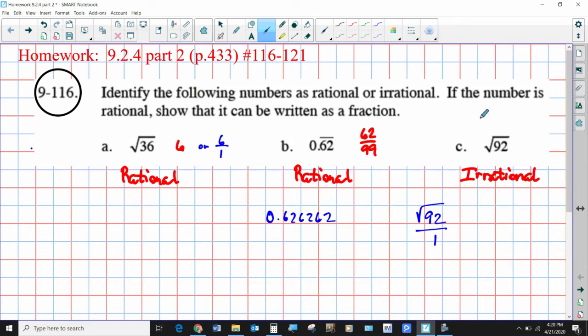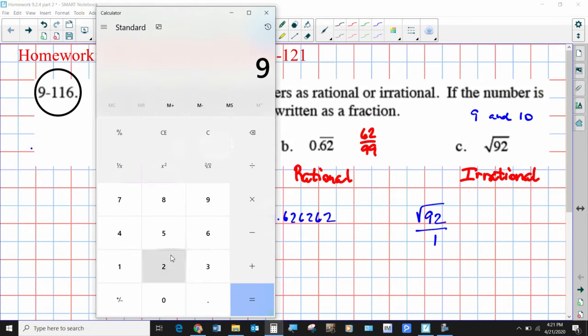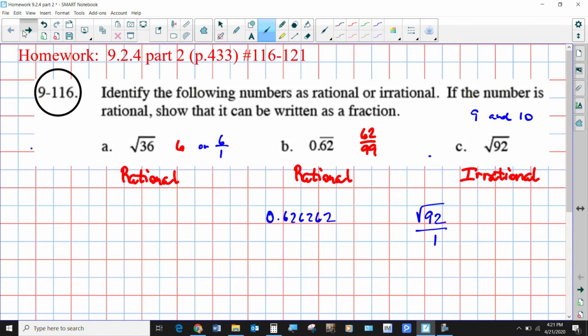This is a number that's going to be between, what is it, 9 and 10, because the square root of 81 is 9, and the square root of 100 is 10. It's probably going to be like 9.6, 9.7. Let's see what it is. 92, find the square root of that, and it rounds up to 9.6. That's right. So this is definitely an irrational number.